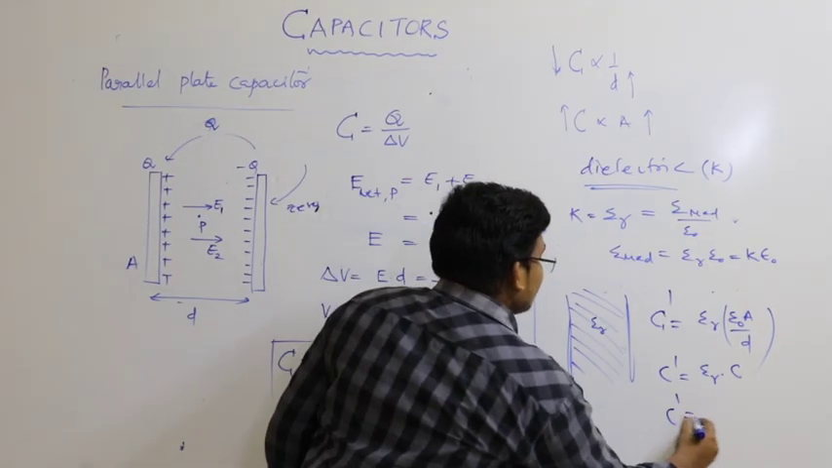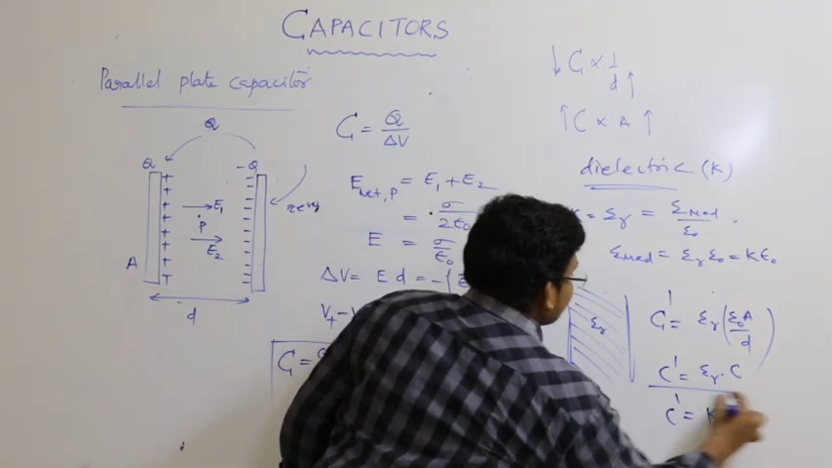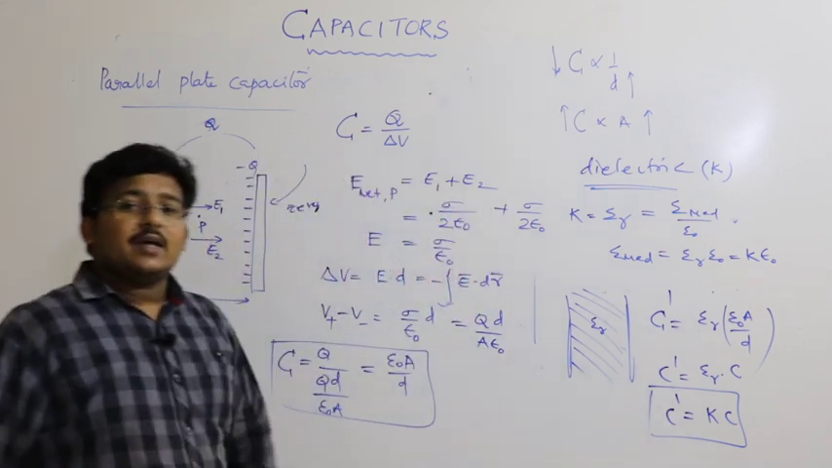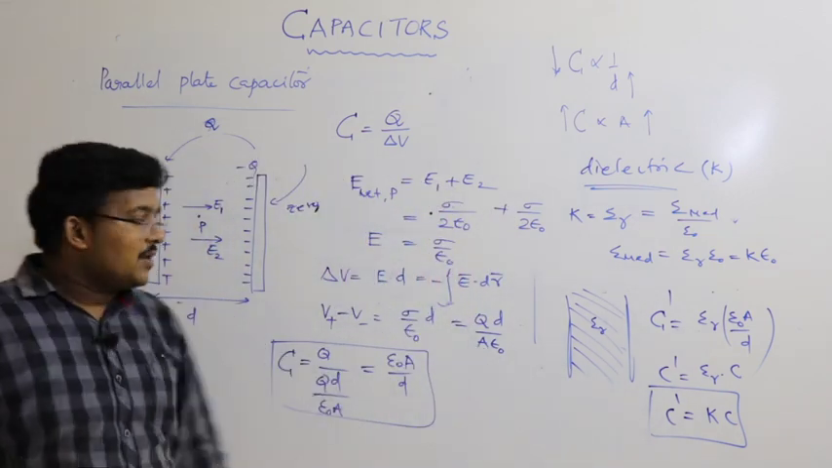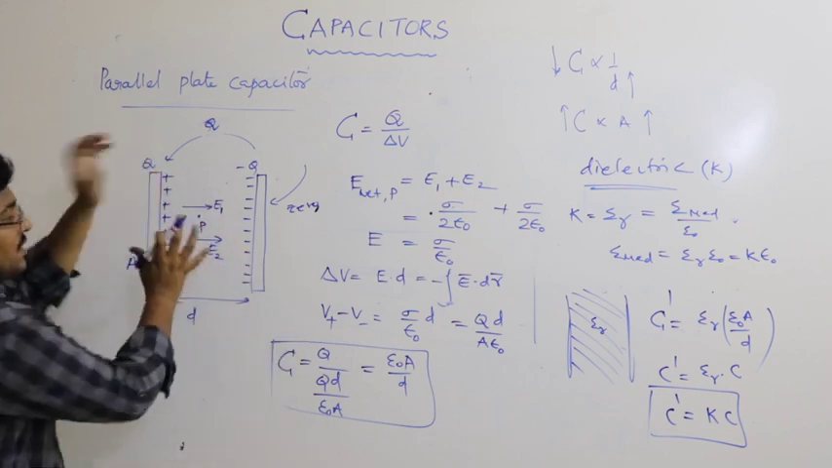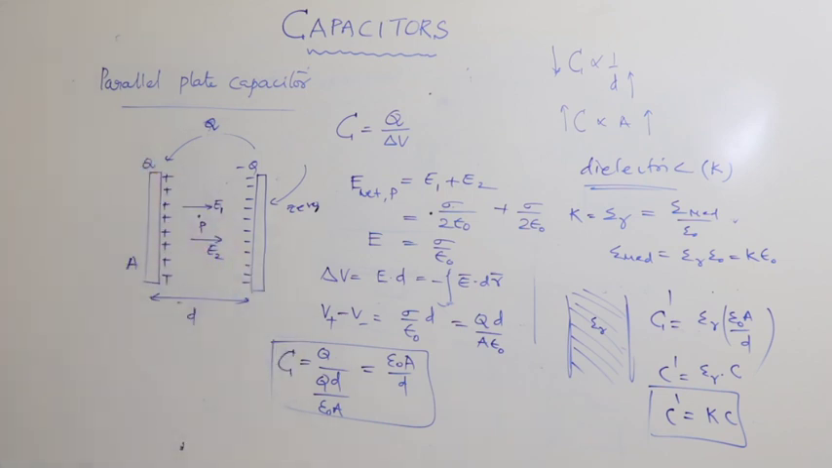So C dash becomes K times C. So that is why the capacitance of a parallel plate capacitor increases when you insert some dielectric.